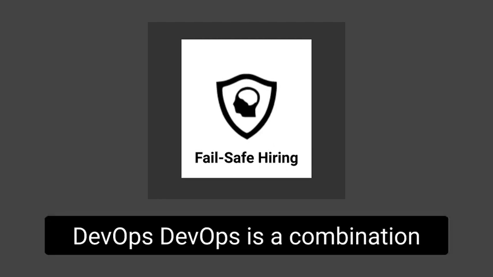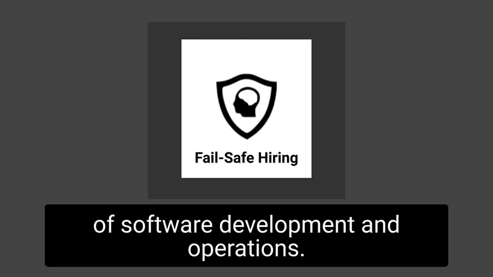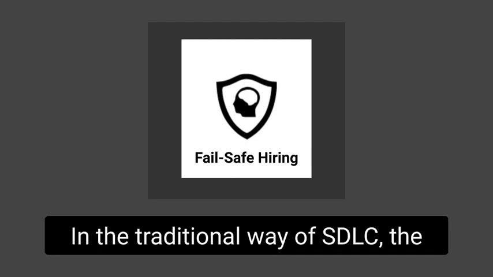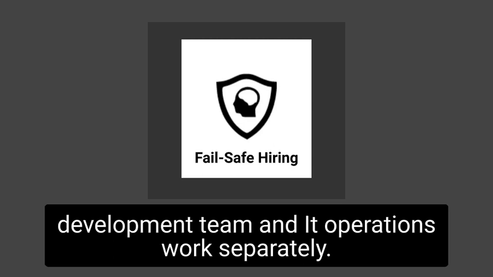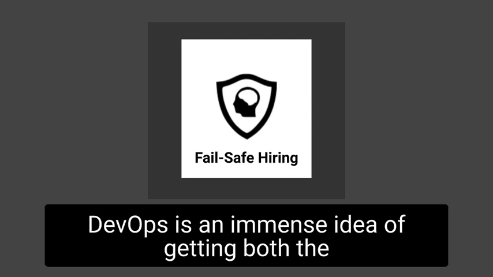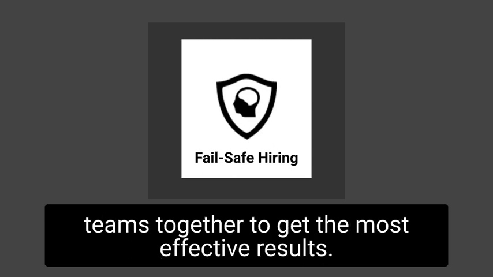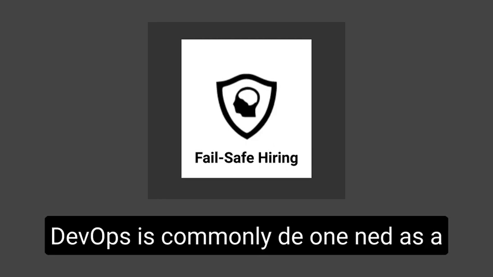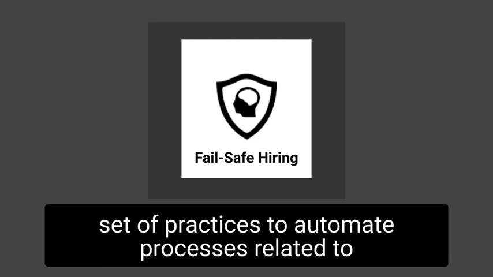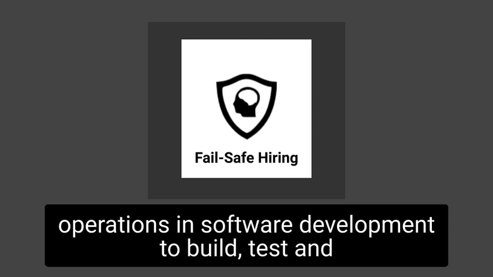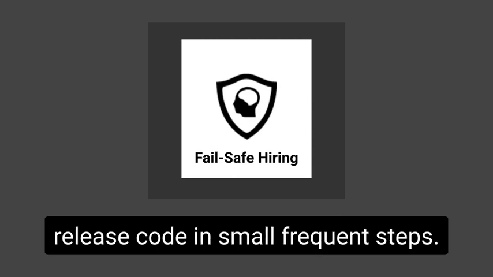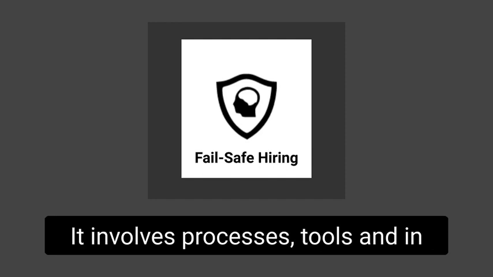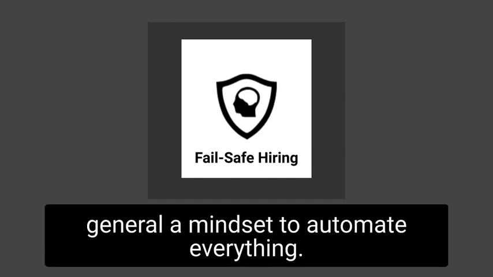DevOps. DevOps is a combination of software development and operations. In the traditional way of SDLC, the development team and IT operations work separately. DevOps is an immense idea of getting both the teams together to get the most effective results. It is in association with Agile methodology. DevOps is commonly defined as a set of practices to automate processes related to operations in software development, to build, test, and release code in small, frequent steps. It involves processes, tools, and in general a mindset to automate everything.